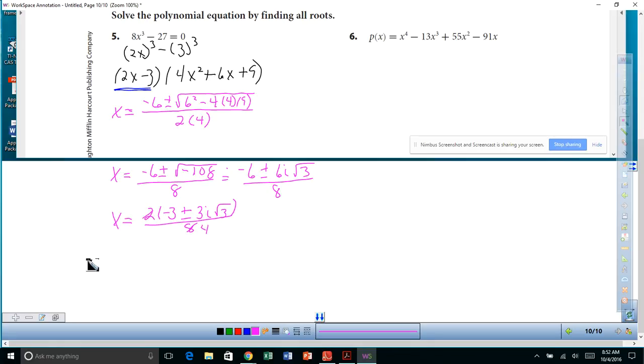So your roots, or your zeros, are going to be 3 halves, and then we got that from there. And then you're going to have negative 3 plus 3i square root of 3, over 4, and negative 3 minus 3i square root of 3, over 4. So 1, 2, 3. And that's what we had up there, was 3. Number 6. How do we start number 6? Look at it.